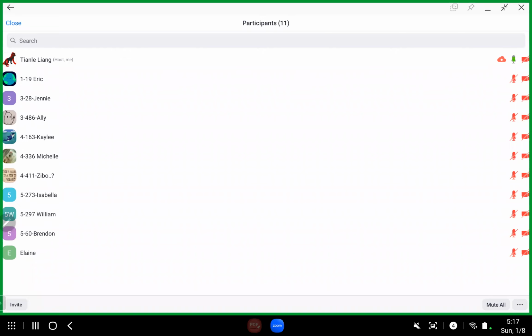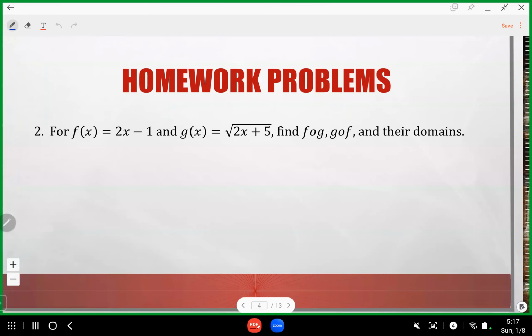Kaylee, let's have you solve it this time. So f of g, how would you do f of g? That's 2 times the square root of 2x plus 5, and then minus 1. Very good, so you remember.